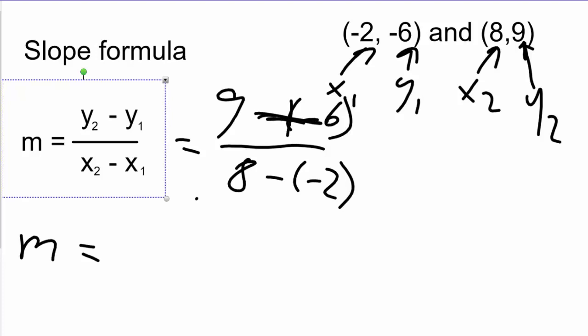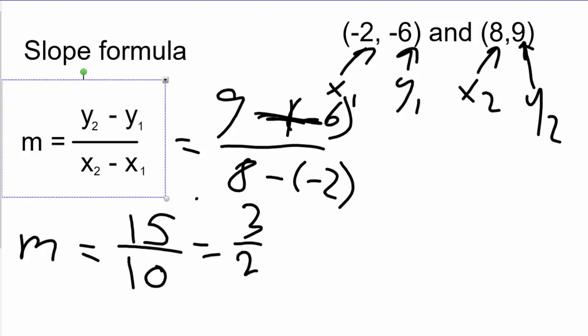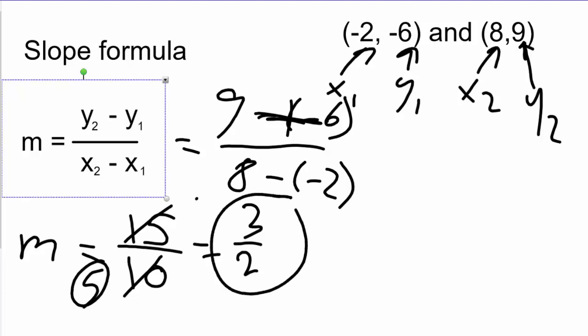What is 9 plus 6? 15. And 8 plus 2? 10. And I got a fraction here. All right, simplify the fraction: 3 over 2. I simplified by 5. So that's the slope. Now I know the slope.